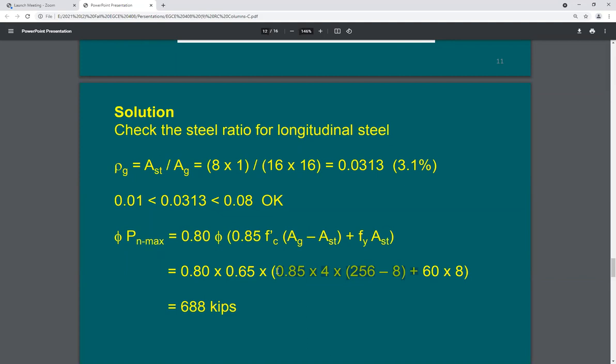How about for the steel? I'm going to say for the steel, I'm going to have here Fy, the 60 ksi, multiplied by Ast, 8 square inches. Good. I have a total of 688 kips as the axial strength of the concrete column. All right.